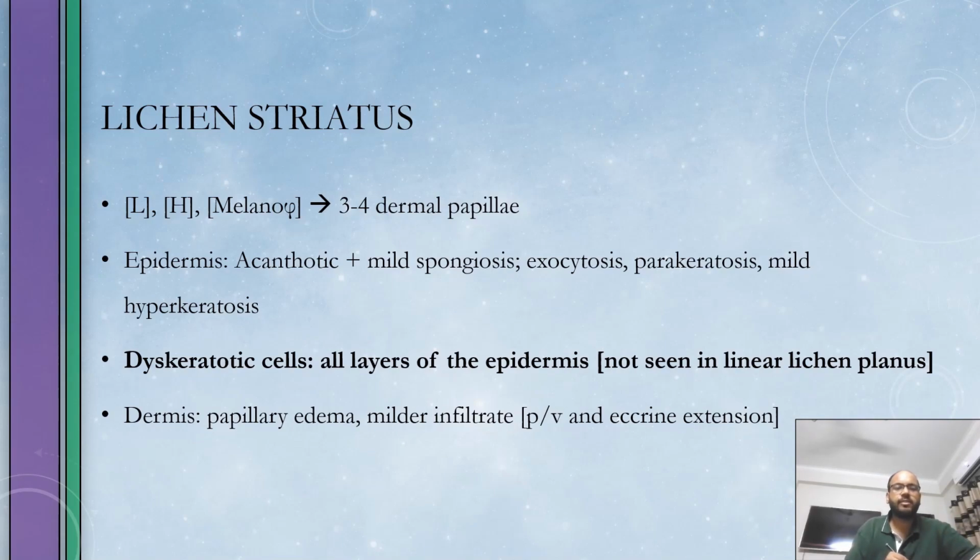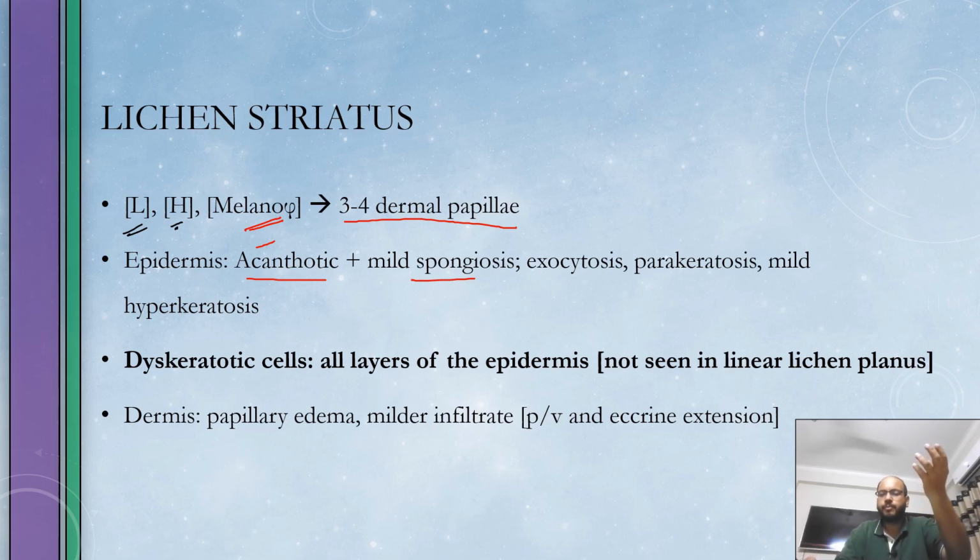In Lichen striatus, you have lymphocytes, histiocytes, and melanophages, which encompass 3-4 dermal papilla. The epidermis is acanthotic with mild spongiosis. The spongiosis has exocytosis. Now, what is exocytosis? That means some lymphocytes are crossing the dermoepidermal junction and going inside the epidermis. Why is that happening? Because the basal layer is destroyed. It is not restricting the entry of lymphocytes, and that is why lymphocytes are going inside the epidermis.